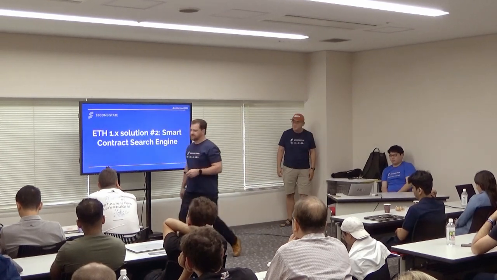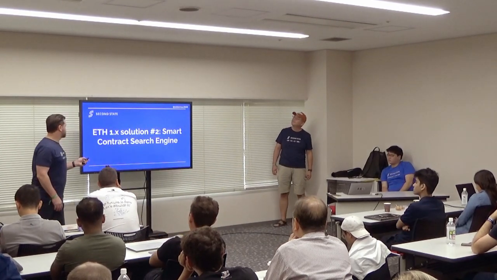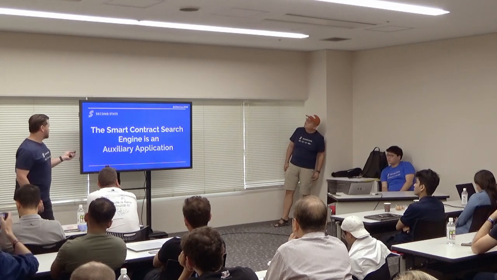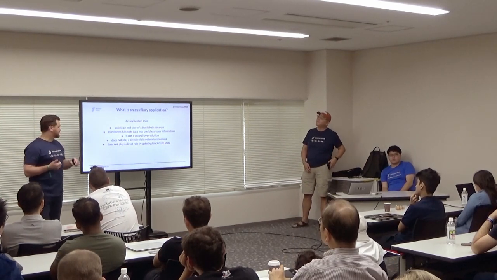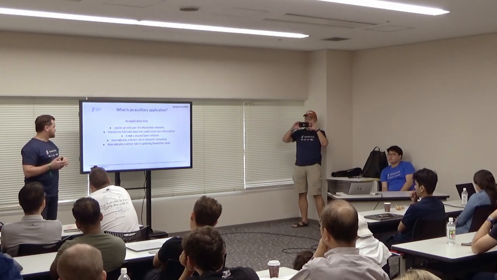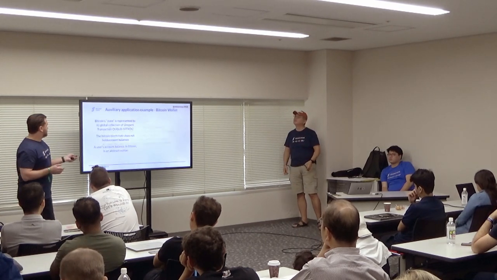I'll just talk you through this smart contract search engine. We could call this an auxiliary application, and what we mean by auxiliary application is an application that is really assisting the end user of a blockchain application, essentially transforming full node data to make it available to the end user in a useful way. This is not a second layer solution. It does not play a role in network consensus at all, and it doesn't play a role in updating the blockchain state, so you can consider it like read-only.